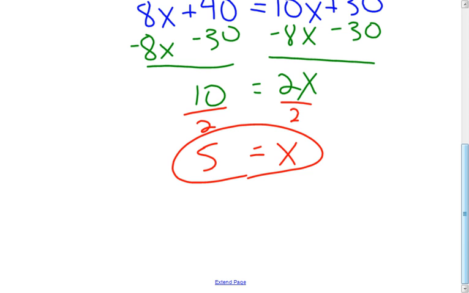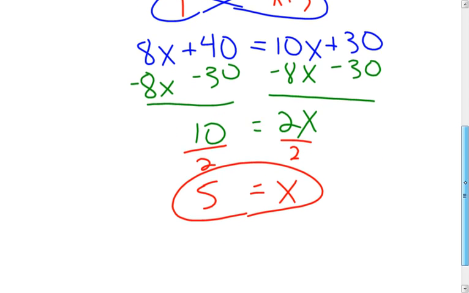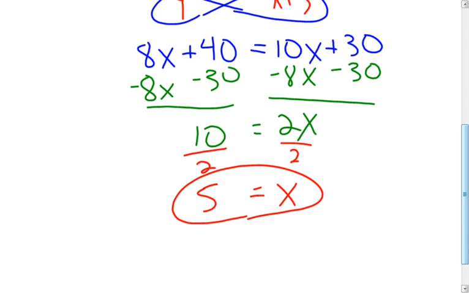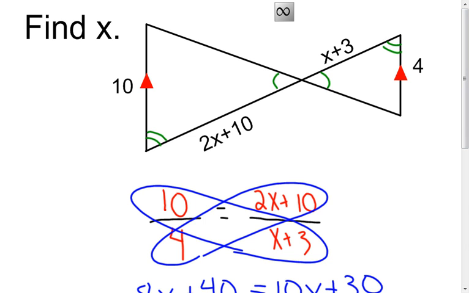Now, I'm a person that always believes we should answer the question. I'm going to come back up here and go, well, it asks us to find x, calculate the value of x. I did. We're done. Sometimes it may ask you to actually find missing side lengths, well then just plug that value of x back in.